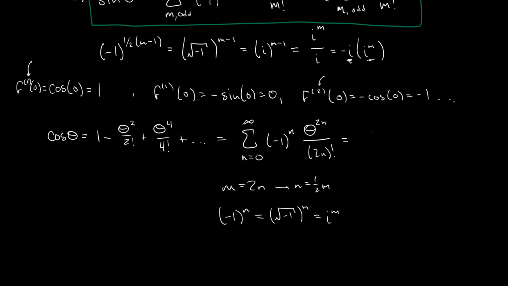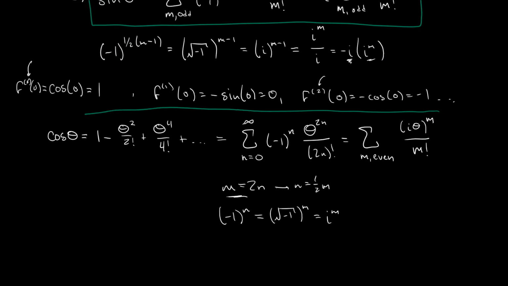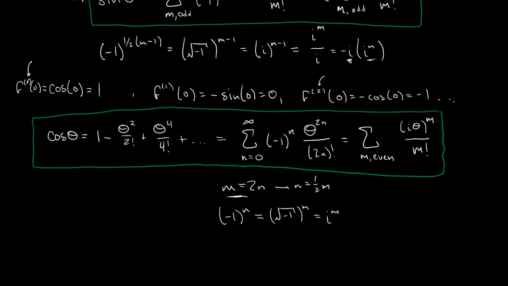So in this case, I get a sum over m even now, right? Because m is only going to be even. And this gives me i times theta to the m over m factorial. So hopefully this isn't too surprising, that we found that sine and cosine are very closely related functions.